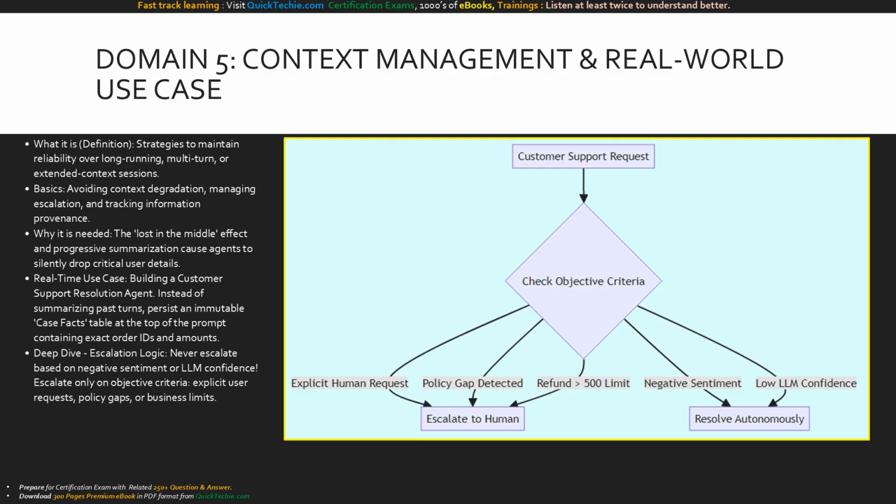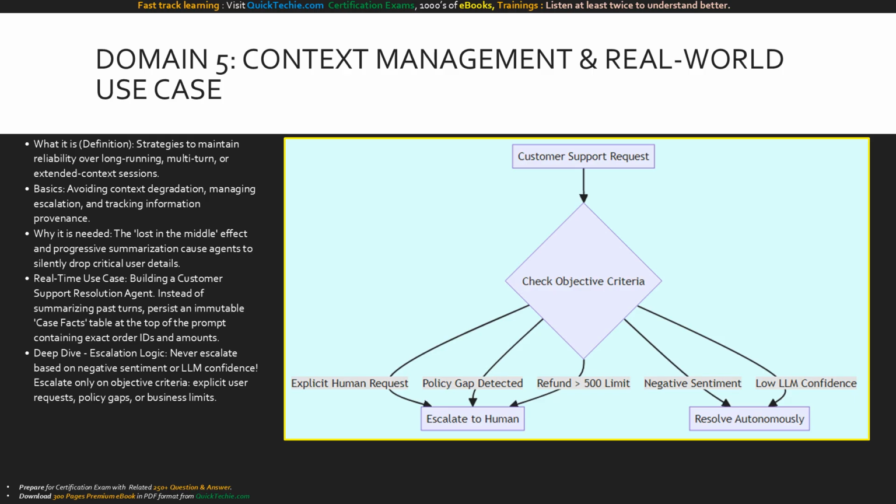You also must implement rock-solid escalation logic. You never escalate just because a customer has a negative sentiment or because the model reports low confidence. You escalate based on hard facts, policy gaps, technical capability limits, or direct user requests.